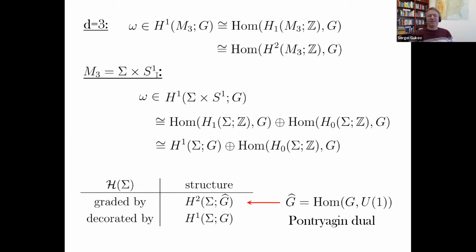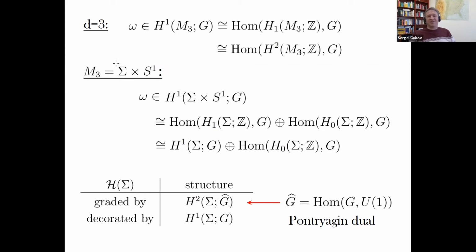We know that it will be decorated by holonomies, H upper 1 of sigma cross S1 with G coefficients. But now we want to rewrite the invariant of sigma cross S1 in such a way that it can be presented as a trace over the Hilbert space associated to sigma, possibly graded by some additional data.